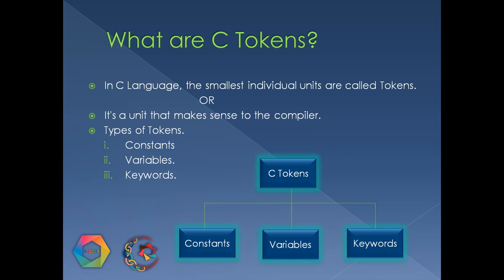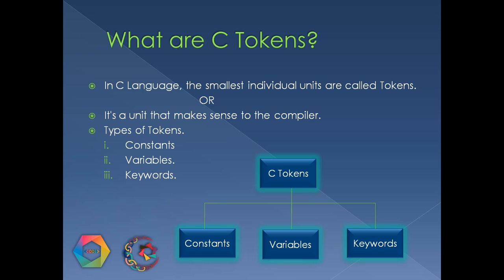Today we are going to learn about tokens. So what is meant by token? Well, token is something which is representing something else. It can be an object. An object can be either physical or virtual. It can be an idea as well. All right. Now, what are C tokens?